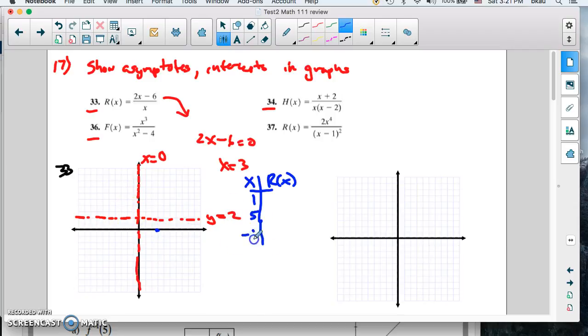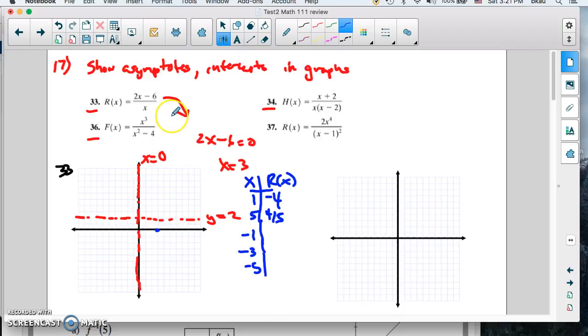and over here on the negative side we're going to do -1, -3, and -5. Just going to figure out what those are. So we put 1 in there. That's going to be 2 times 1, which is 2. So that's -4 divided by 1. So -4 here for this answer. 5 times 2 is 10, minus 6 is 4. 4 divided by 5 for this one.